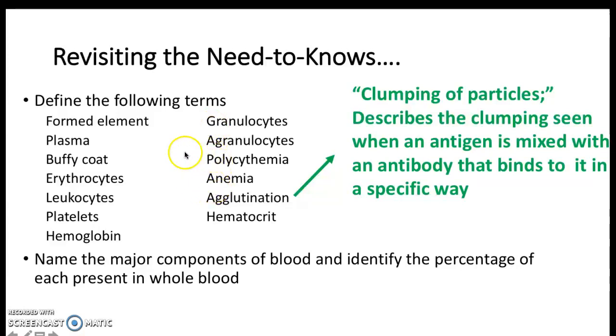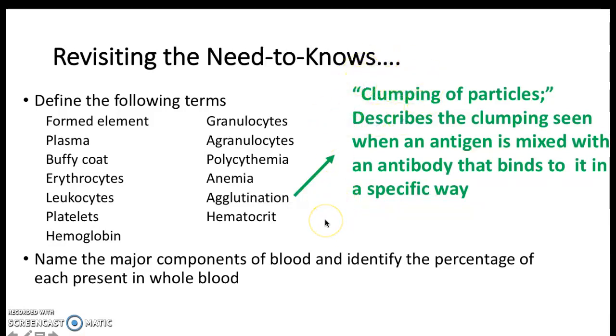Polycythemia and anemia are two disorders of the blood that can occur and result in different numbers of red blood cells being formed. And hematocrit is a term that we use to describe the volume of blood that is devoted to red blood cells. The only term that we didn't get to was agglutination. This becomes important when we talk about blood typing. And agglutination, another way to think of this, is clumping.